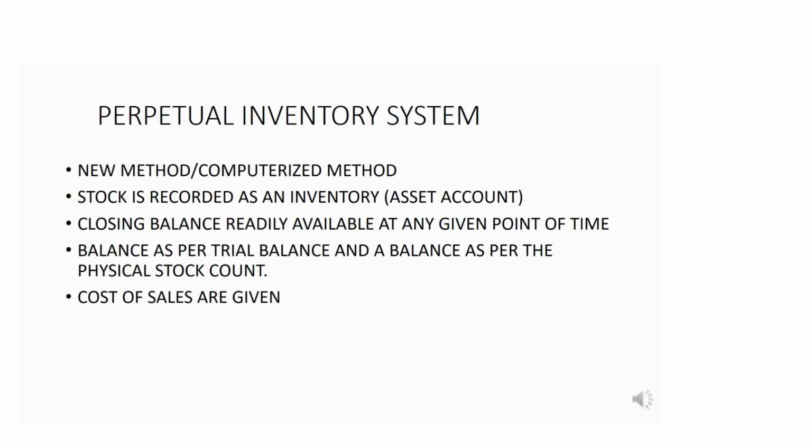Unlike periodic inventory systems, where we use an account called purchases, which is an expense account. So that's the second difference with regards to periodic and perpetual inventory systems. With periodic inventory systems, you record your inventory as an expense account, which is purchases. But with continuous inventory systems, we record your stock as inventory or trading stock, which is an asset account.